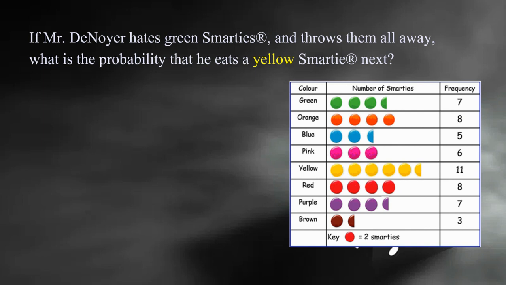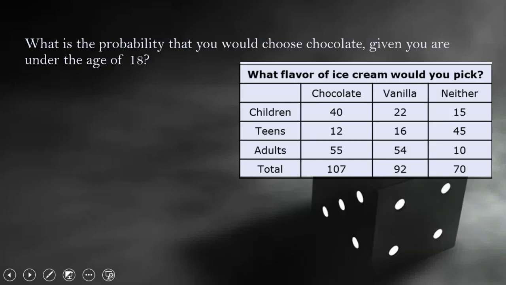If Mr. Denoyer hates green Smarties, like any normal person does, and throws them all away, what's the probability his yellow Smartie is next? So this time we're going to take the 7. Remember, our total was 55, so now we're talking about 48. And then yellow is 11. So it's a probability of 11 out of 48. So each time we're tweaking the sample space a little bit to change how many are available for us to then pick from, okay?